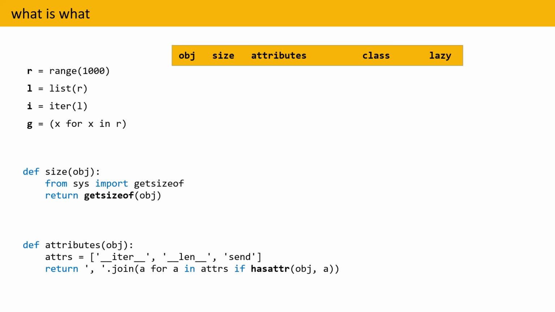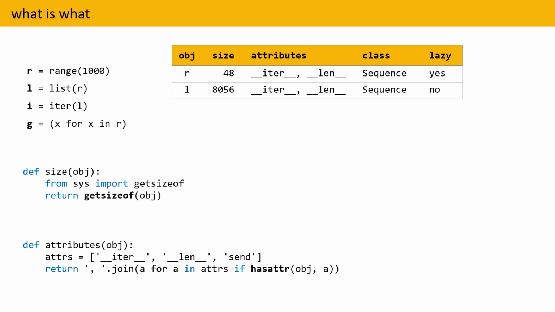Range is interesting. It has a len method and therefore is a sequence. But its size is only 48 bytes, despite being a range over 1000 numbers. This tells us that the range is lazy. The 1000 numbers are not created when the range object is created, but are computed on demand. Sequences are usually not lazy, but range is an exception.